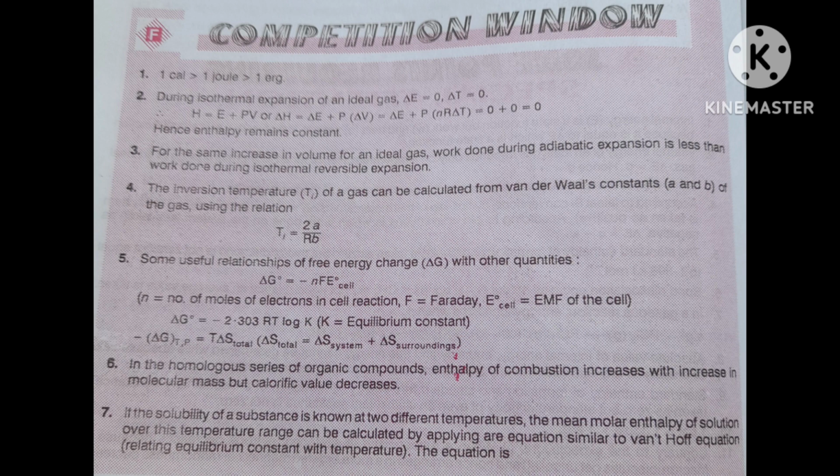In the homologous series of organic compounds, the enthalpy of combustion, meaning delta H, increases. Why will it increase? Because the molecular mass increases, and the number of carbon, hydrogen and oxygen atoms, according to the compound, increases. Correct? When it burns, it will release more heat. That's why the enthalpy of combustion increases.